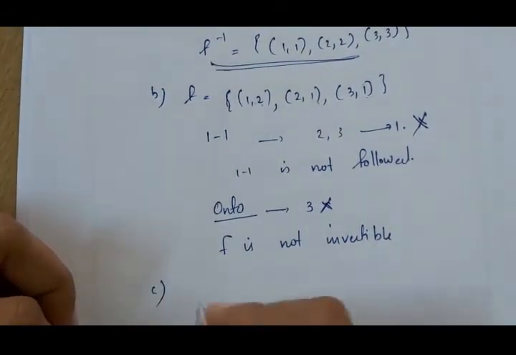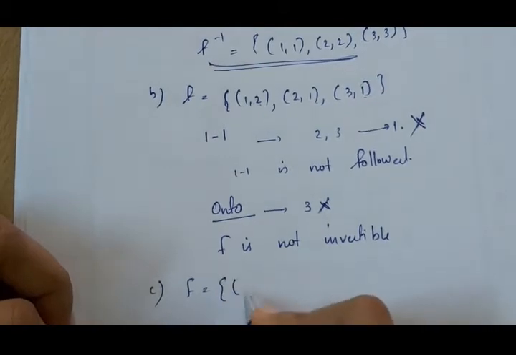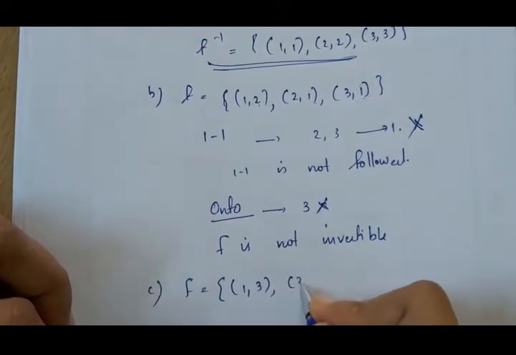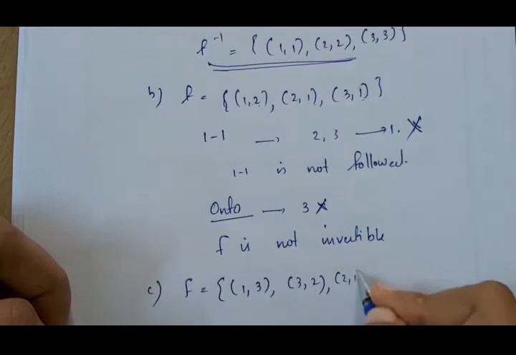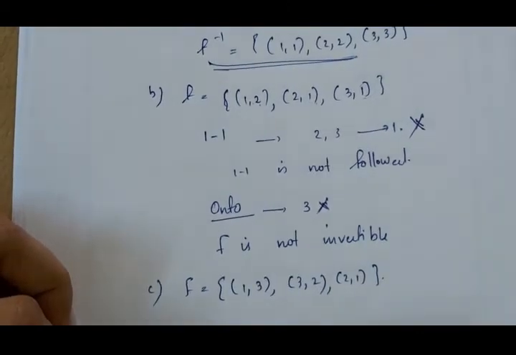And the third case, {(1, 3), (3, 2), (2, 1)}. Okay, what about the 1 to 1 property?